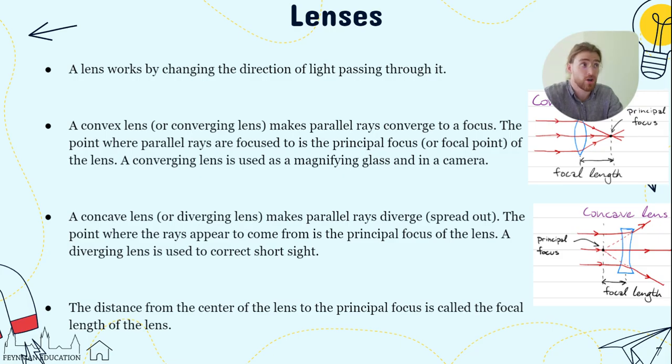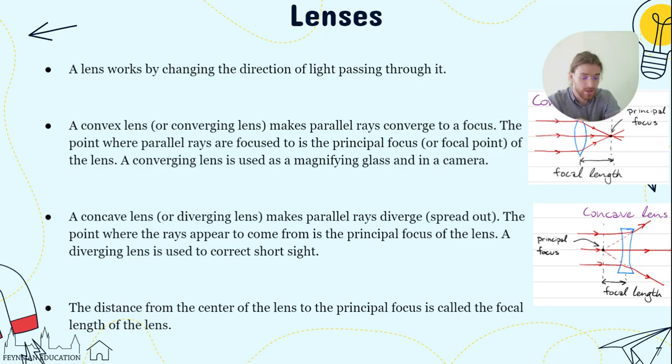Now depending on how convex the lens is, if it's narrower or if it's fatter, it's going to change the focal length and the position of the focal point. So this is used in magnifying glasses as well as cameras.